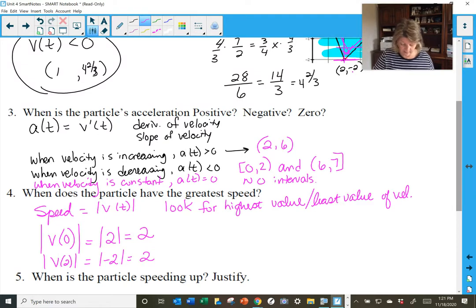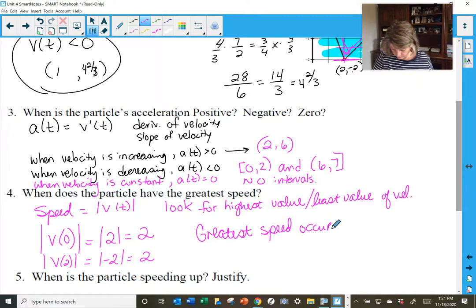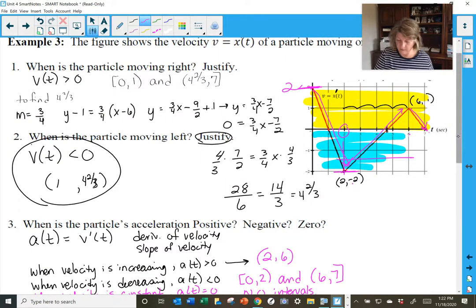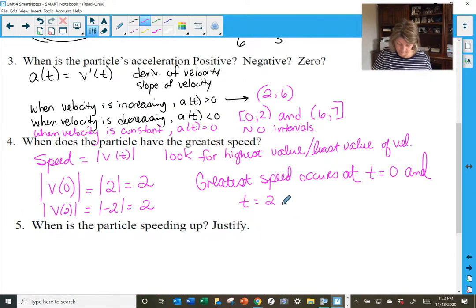So when does it have greatest speed? Occurs at t equals 0 and t equals 2. What were our units? Minutes? Was there anything? Nothing given. Okay, so we don't have to label then.